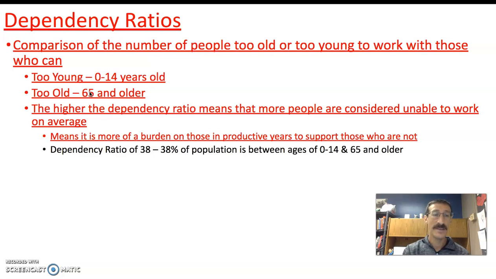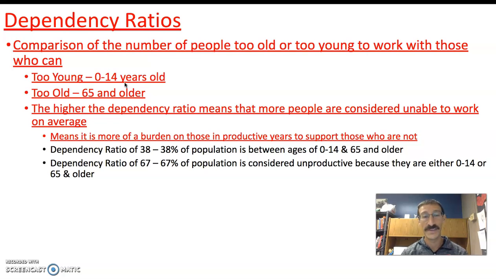So as an example, here we have a dependency ratio of 38, which means 38% of the population is between 0 to 14 and 65 or older. That's actually probably pretty healthy, because that means that 2/3 of your population is still in that middle range that can provide for these 14-year-olds and under and 65-year-olds and older.